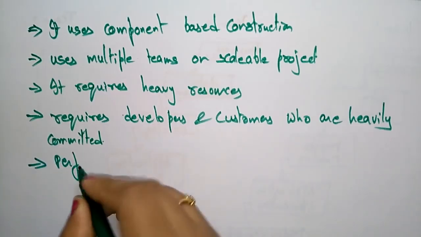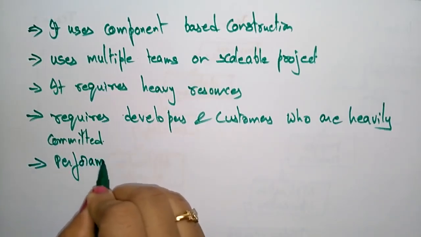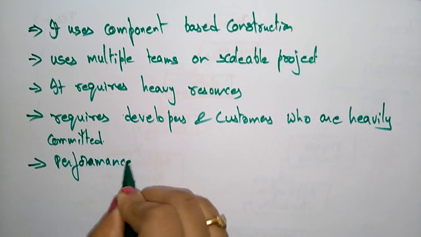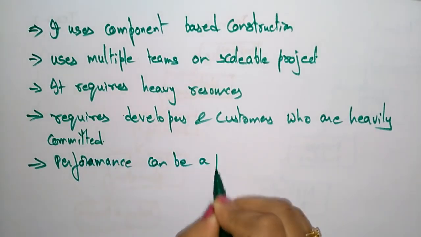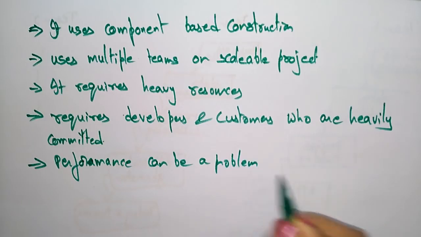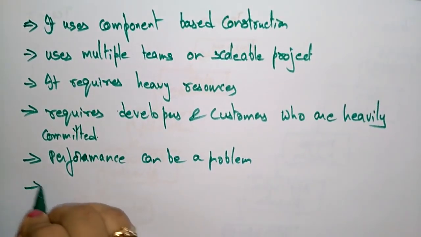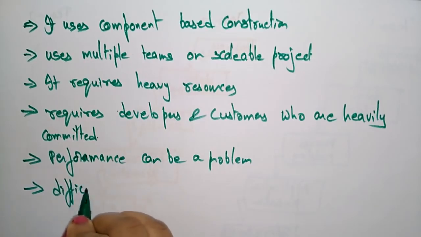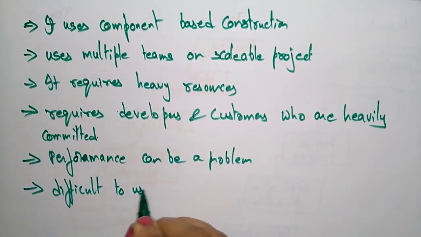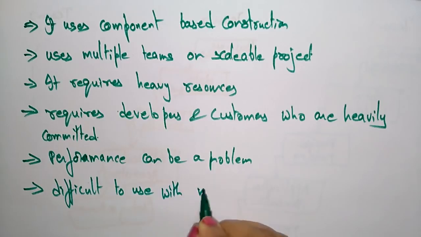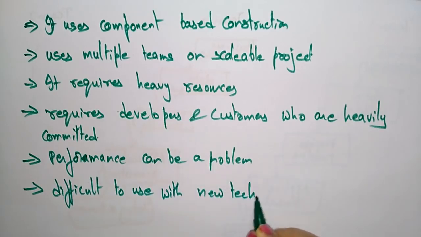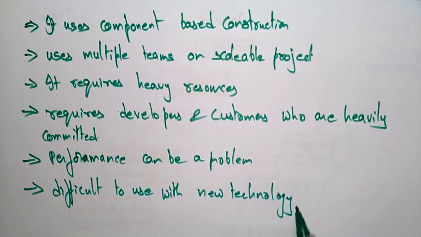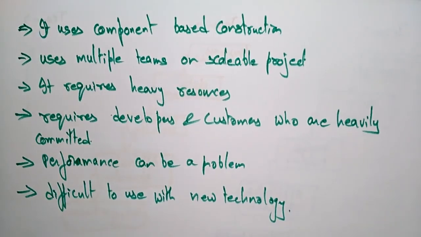And performance can be a problem by using the RAD model. Performance can be a problem, and also it is difficult to use with new technologies. Let me write that point also. Difficult to use with new technologies. So this is about the RAD model. Thank you.